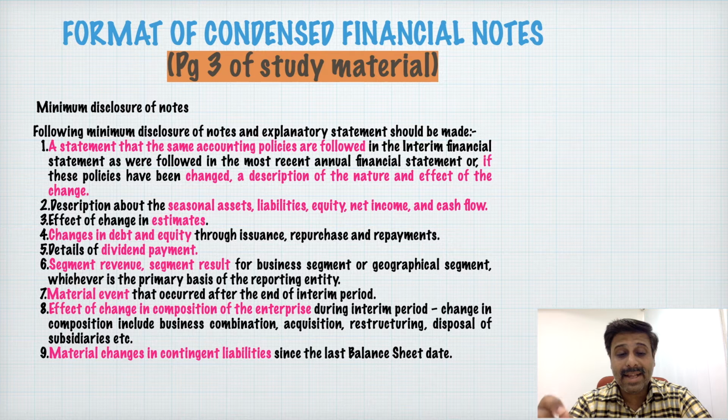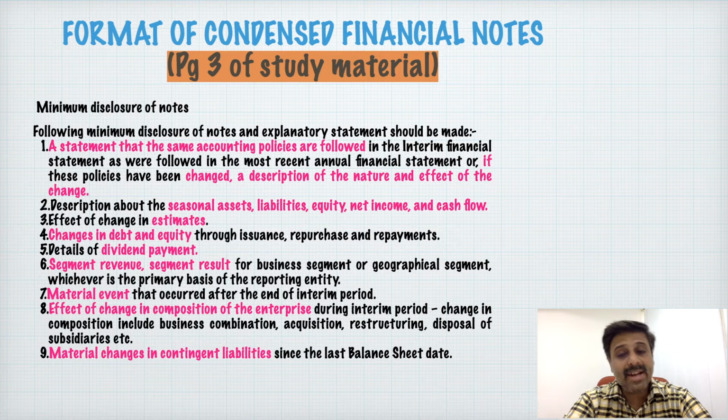So if the debt and equity amount has changed by issuance, repurchase or repayments or by any reason, then those changes are to be disclosed. You mention that in this quarter you issued the debentures, you redeemed the debentures, you bought back the equity shares, you issued preference shares. You mention that as a disclosure.